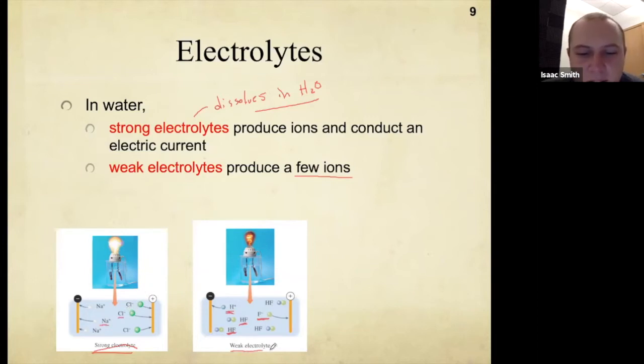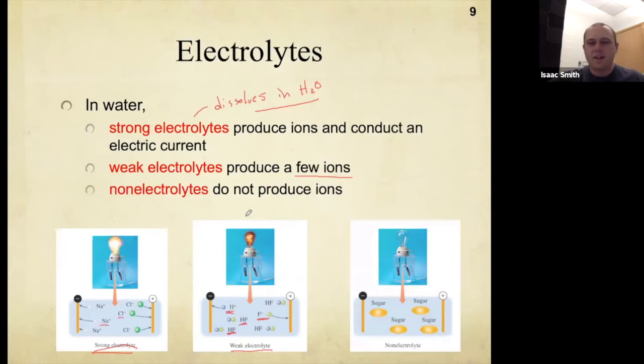So a weak electrolyte produces a few ions, so some of the molecules split up, and since it's only a few ions, the light bulb is dimmer, right? The more ions, the brighter the light bulb, okay? And then non-electrolytes are things that do not split up at all. So if you put sugar in water, it's not going to separate into ions or anything like that. You're just going to have a bunch of sugar molecules floating around in the water, basically, okay?